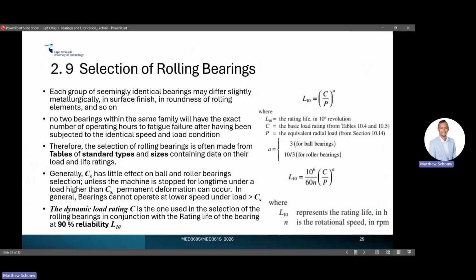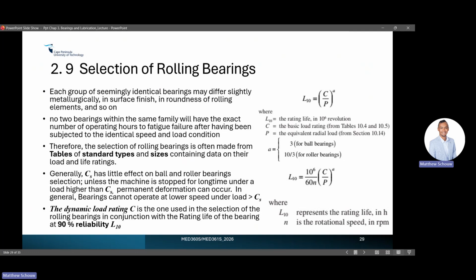Then in terms of selection, there's a few things we want to look at, and I'll try to do around two examples. One will have some small complications, and the other one is how to select a bearing depending on the loads. It ties into chapter 1 in a way.